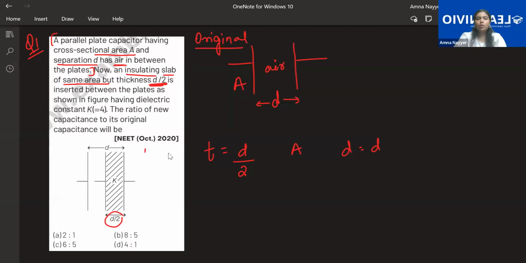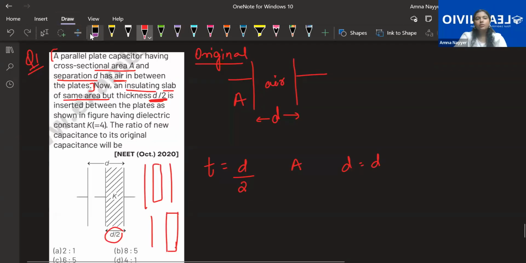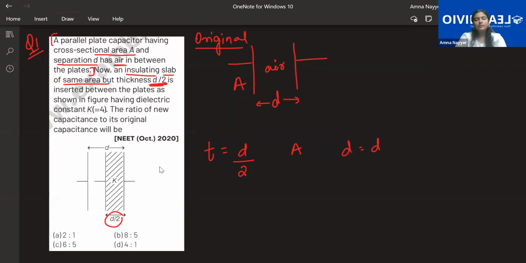It's not necessary that you always have the diagram like this. If the same slab is shifted towards the edge, that is also partially filled. So this is that case. Which formula for capacitance? The one we just learned, for partially filled. Epsilon naught A by D minus T plus T by K. Yes, correct.